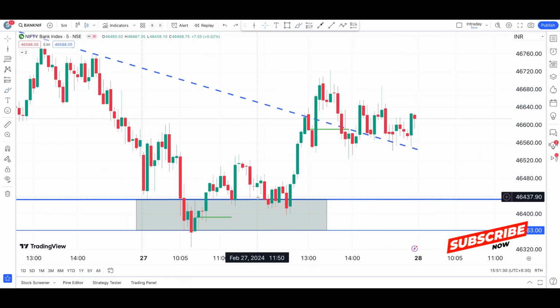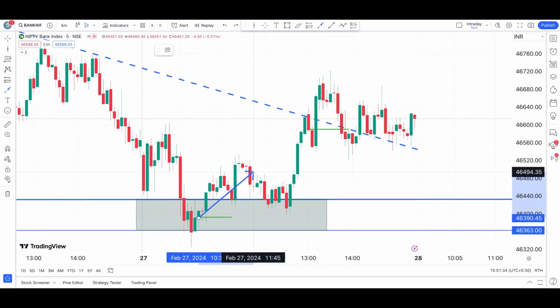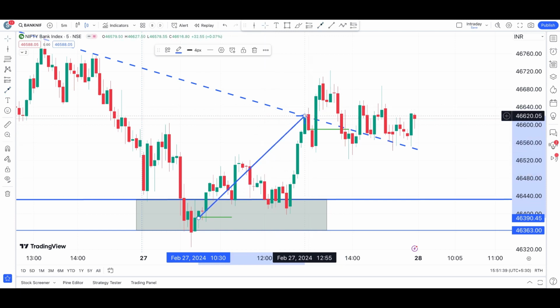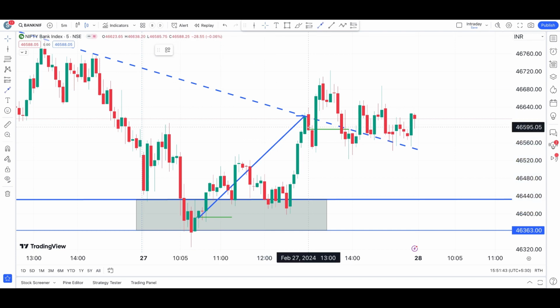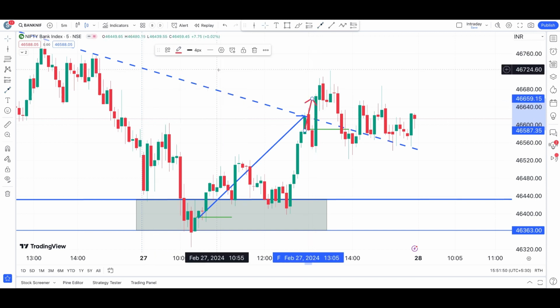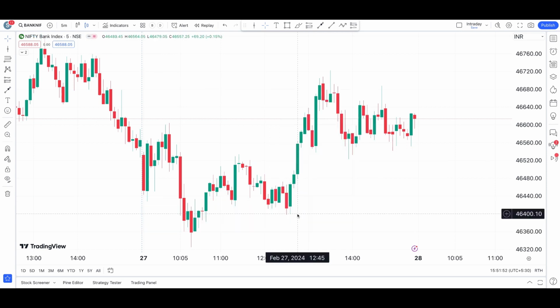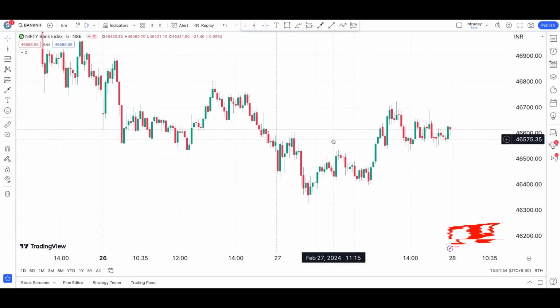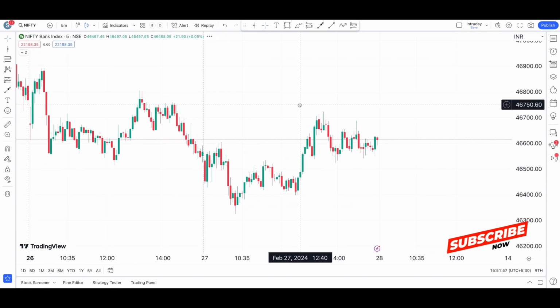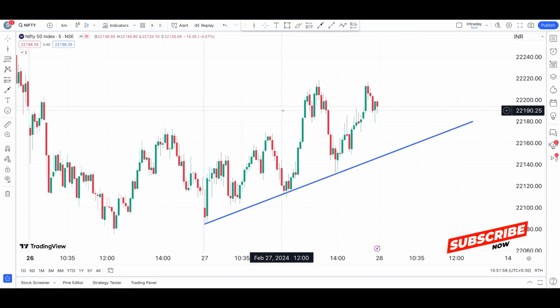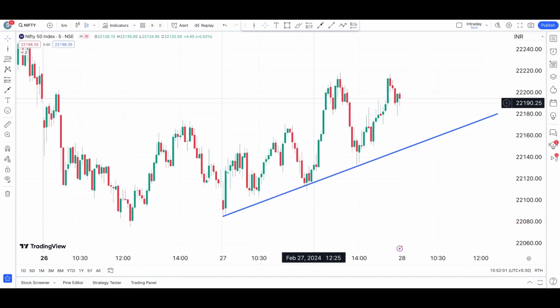So this trade worked in Bank Nifty today, but aiming till here didn't work. So this much was your stop loss. That is how Bank Nifty was today. So let's quickly turn our chart, and let's get Nifty. So this is Nifty here.